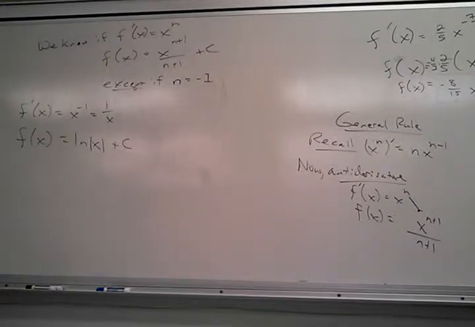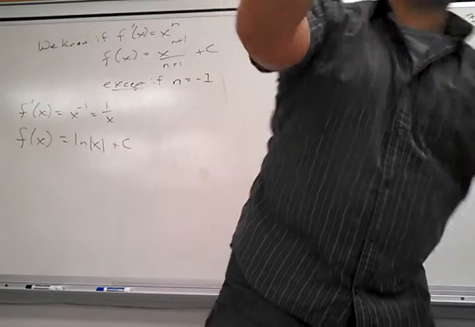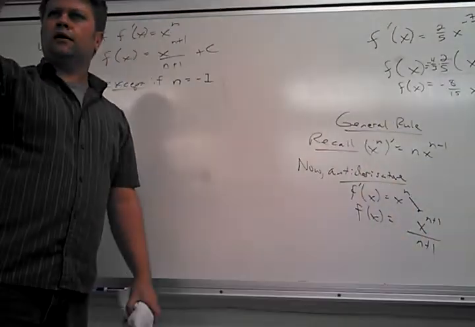Yes? If you had like ln 2x, you found the derivative of that, doesn't that come out to 1 over x anyway? Yeah, it does. And there was a problem on the test that had that in it. I think it was the Newton's method one for a few people.